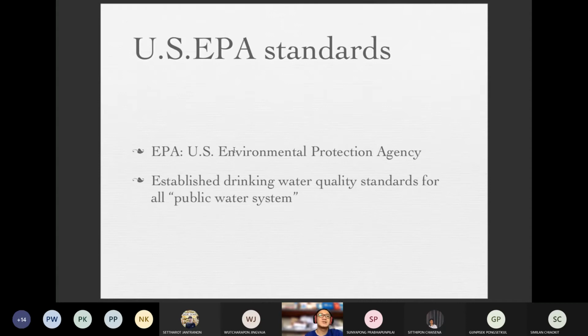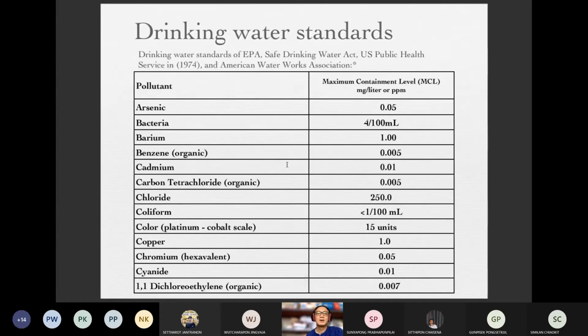in Thailand, but in the US there are also agencies like the Pollution Control Department, which people call the US EPA. EPA stands for the Environmental Protection Agency. You may have heard about this agency sometimes. These agencies establish several water quality standards and other environmental quality standards. For the drinking water quality standard, here is the list of parameters and the maximum contaminant levels.